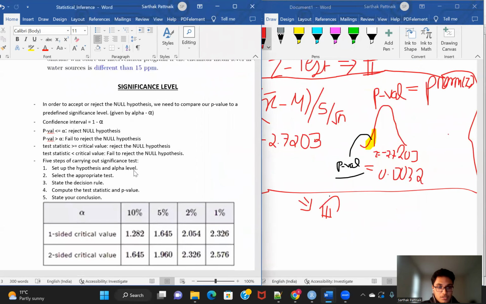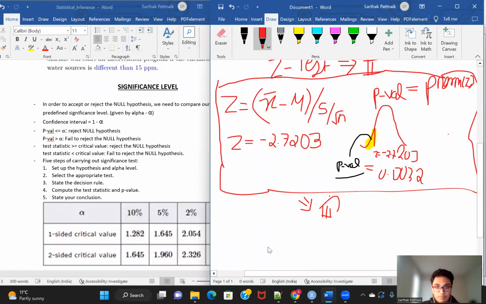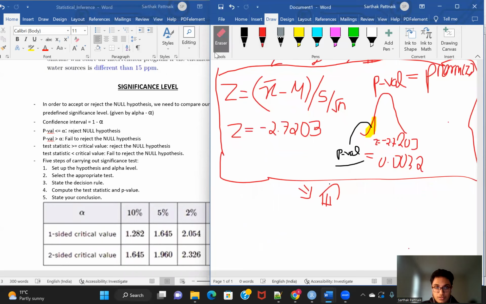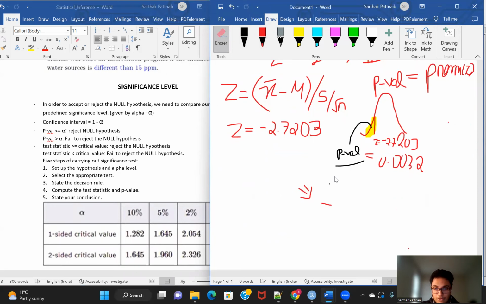Now, what is step number 4? So the step number 3 is still not particularly complete. We need to still form the decision rule. The decision rule can be formed on two bases, as we have seen in the previous session. Either it can be formed on your p-value or on your test statistic. If my p-value is less than or equal to alpha, I have to reject the null hypothesis. If it's greater, then I have failed to reject the null hypothesis.